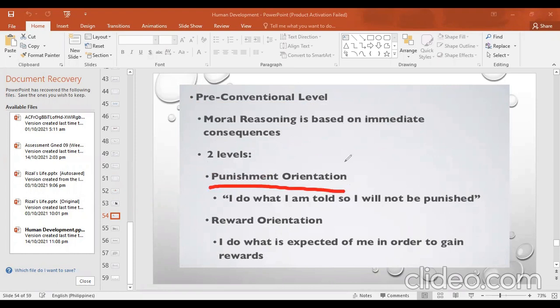we have here punishment orientation. It has something to do with obedience versus punishment. Paki-take note niyo ito, okay? So, I do what I am told so I will not be punished. So, napakasimple lang naman ito when we talk about punishment orientation. Of course, obeying the rules, tendency nun, it will avoid the punishment.